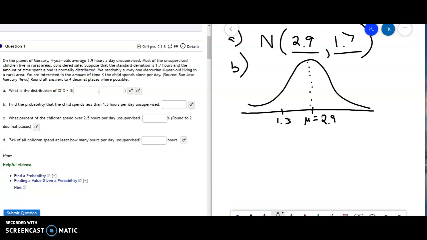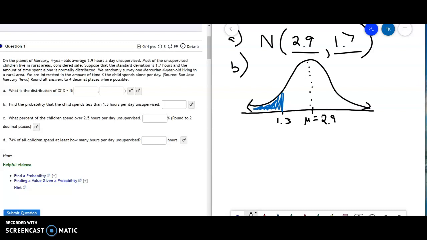And then because it says less than 1.3, we are actually looking for the probability of this area here, this blue area, okay? So I want to find that probability, that area. I know the total area under the curve is 1, so I know that area is going to be less than 1. I know it's going to be less than 0.5 because it's less than half of the curve. But how do I actually find what that area is?